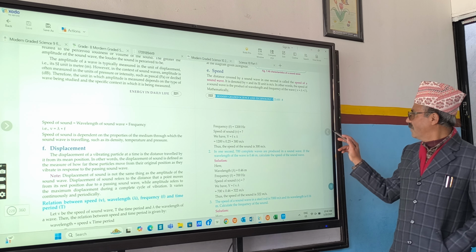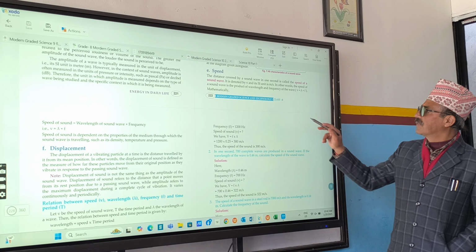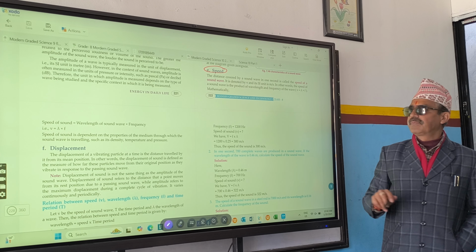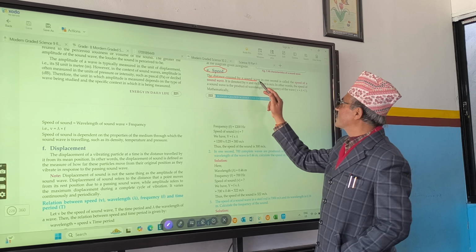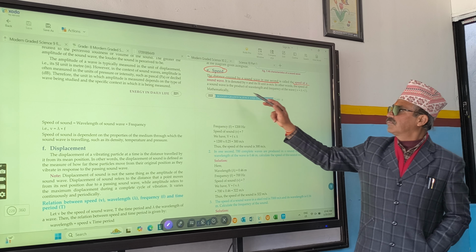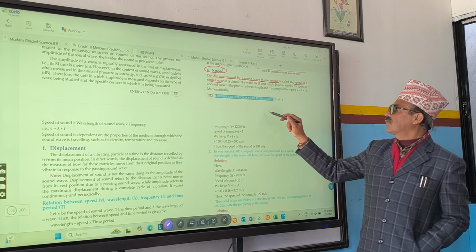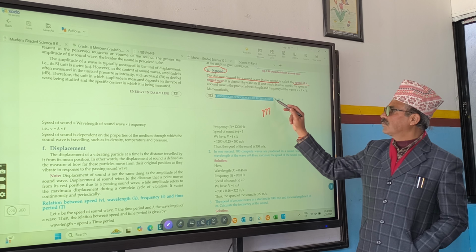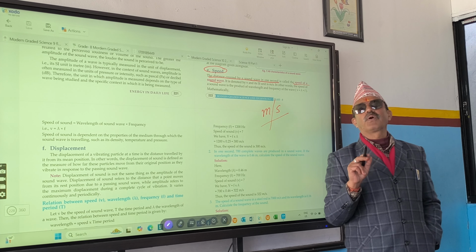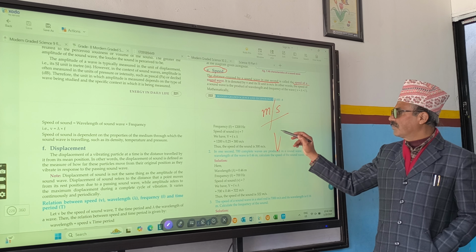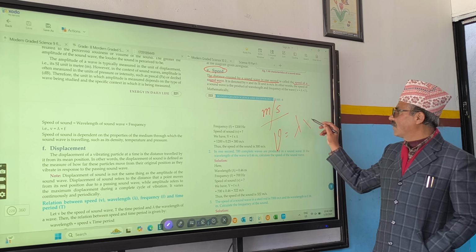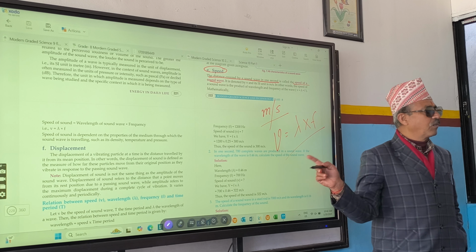What is the next number? Speed. How to define speed of sound wave? The distance covered by a sound wave in 1 second is called speed of sound wave. So here is one formula. What is the speed unit? Speed is expressed in meter per second. To calculate the speed of sound, we have to use the formula V equals to lambda times F. Remember this formula 5 times.